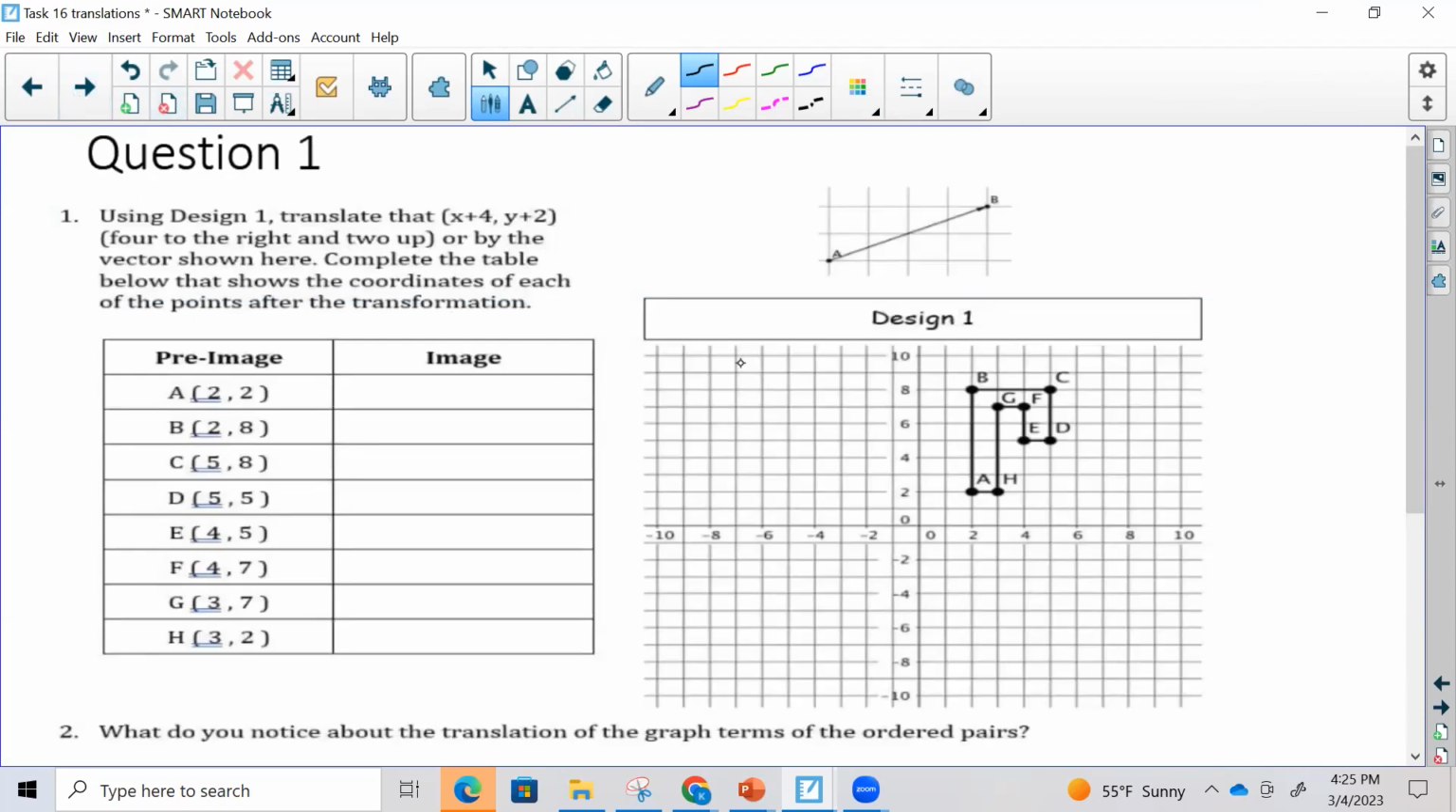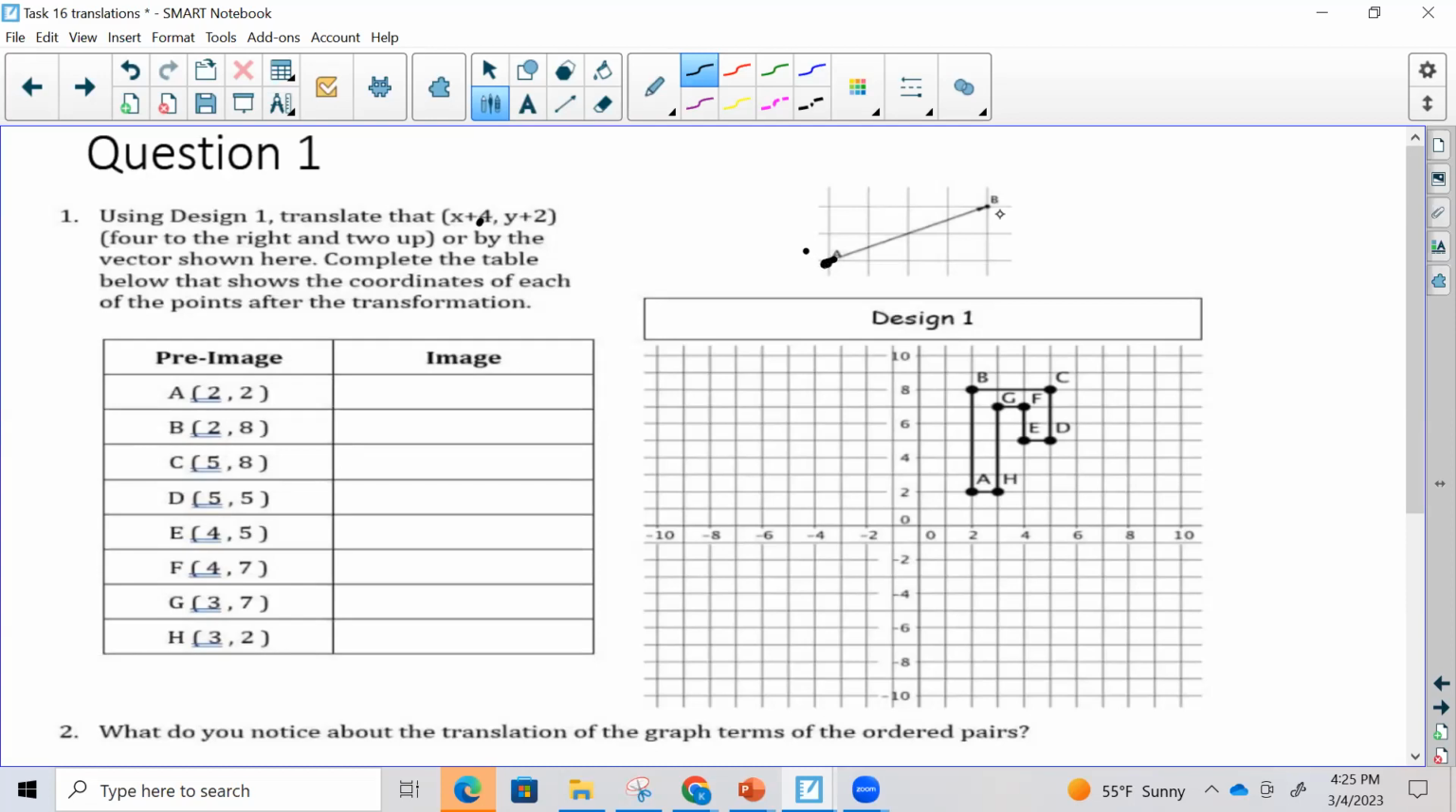So for question 1, we have the same design. Use design 1, and translate that (X plus 4, Y plus 2). Again, what this is saying is this 4 goes with the X value because it's plus 4, which means I'm moving right 4. This 2 goes with the Y value because it's plus 2, so we're moving up 2. Or by the vector shown here.